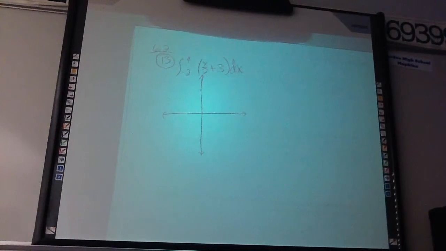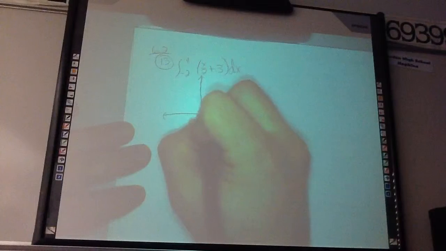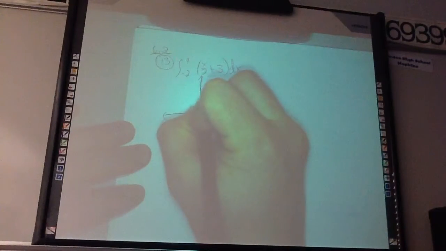A normal graph, I don't know a normal graph. If the y-intercept... oh, line. So the intercept's at 3 and you go up 1/2. Yeah, the y-intercept is 3, go up 1/2. There we go. Good job, Izzy.